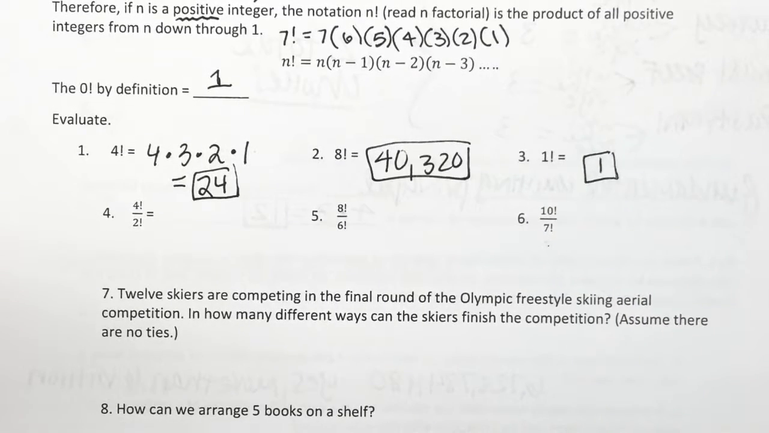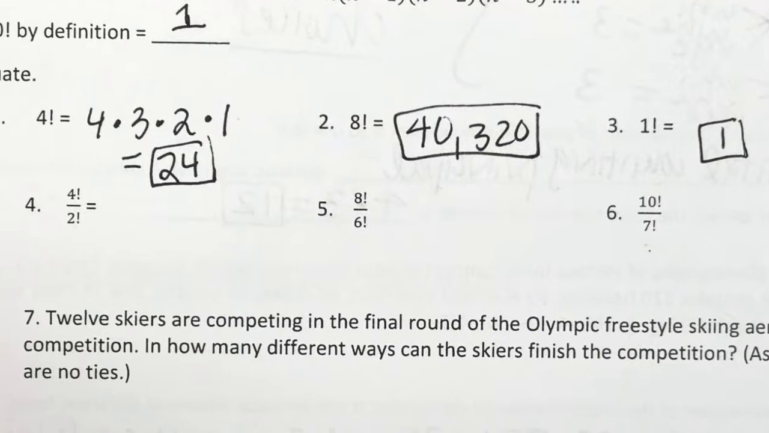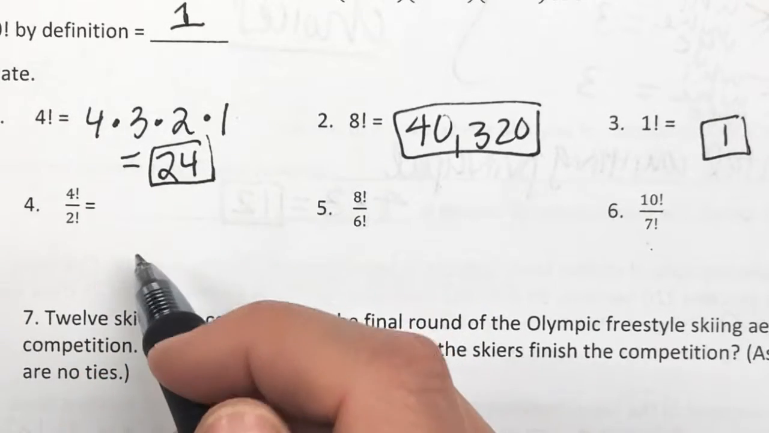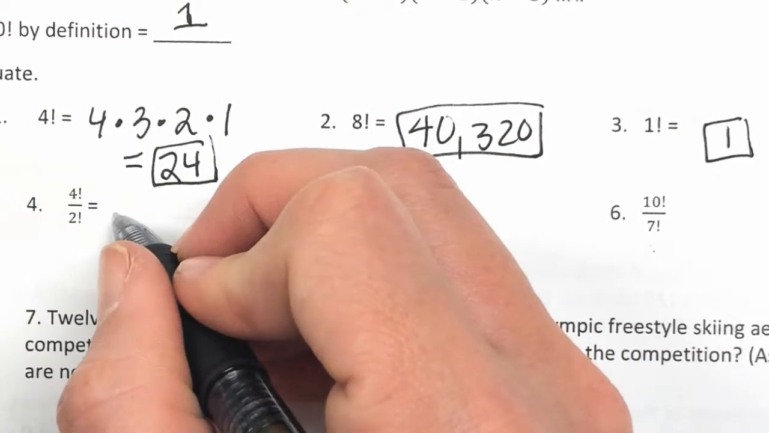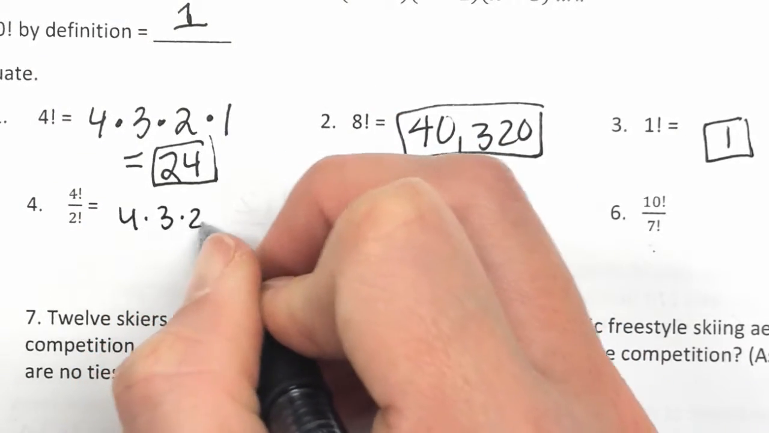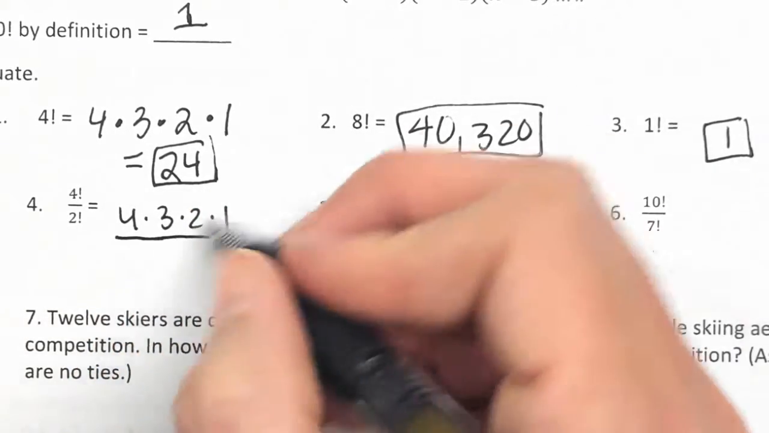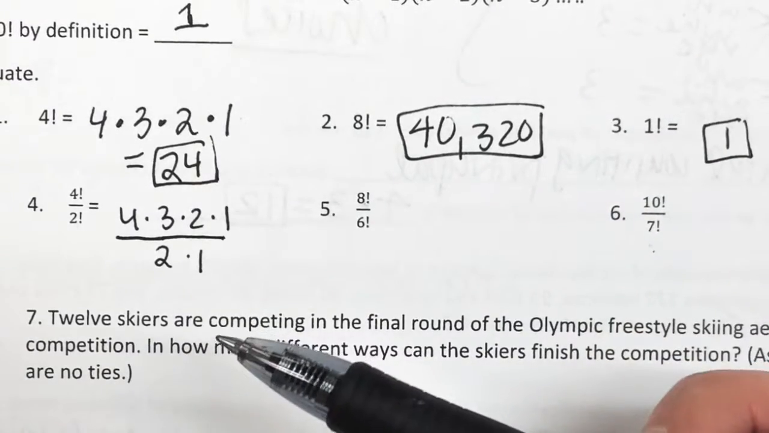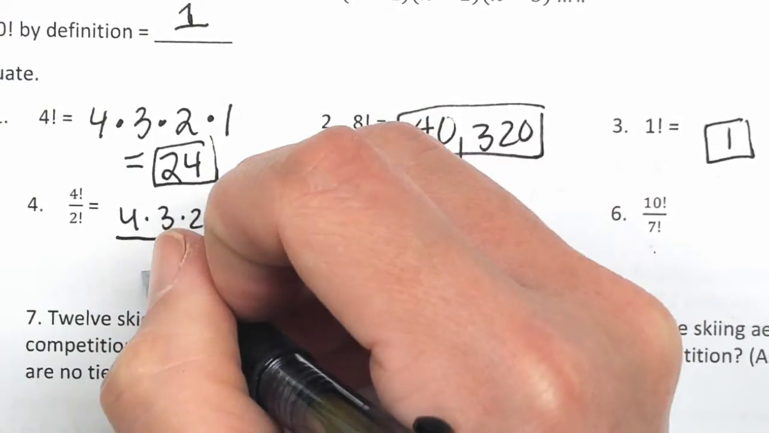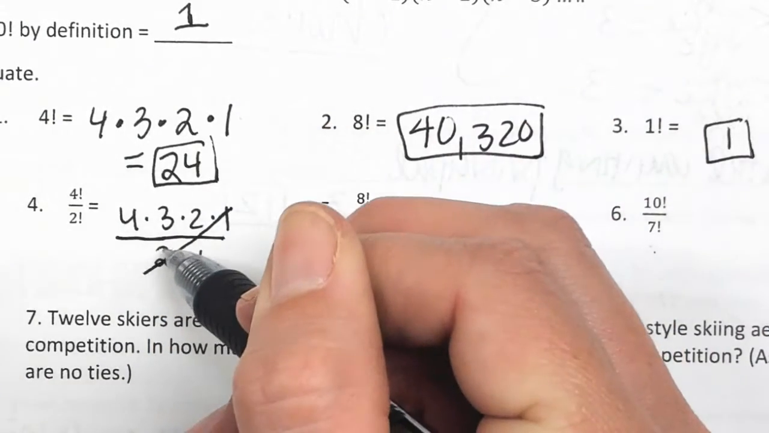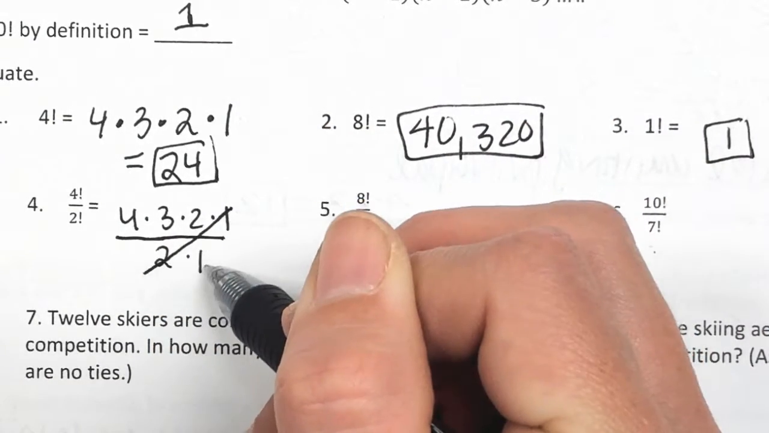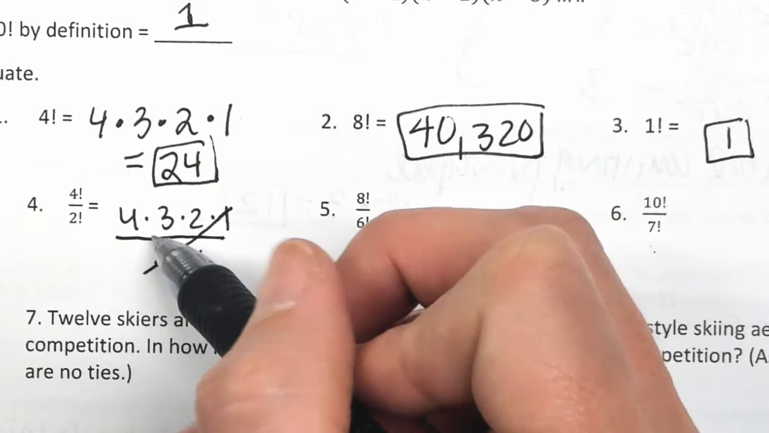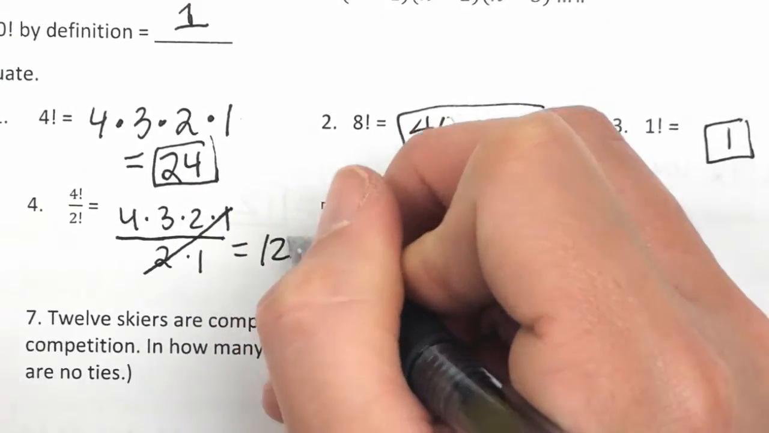Alright, now let's look at when we divide factorials. Looks complicated, but it's really pretty easy, okay? Let's go ahead and write out 4 factorial over 2 factorial. So what would 4 factorial be? 4 times 3 times 2 times 1, right? What would 2 factorial be? 2 times 1. Notice how 2 times 1 is on top and bottom? We can cancel those out. Because 2 divided by 2 is going to be what? And 1 divided by 1? So now all we're left with is 4 times 3, correct? Which is what? 12. Good.